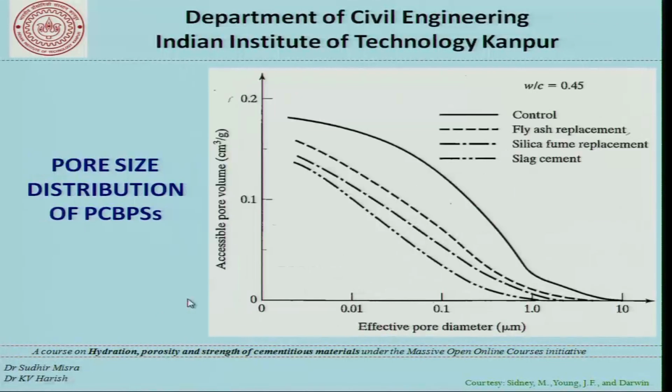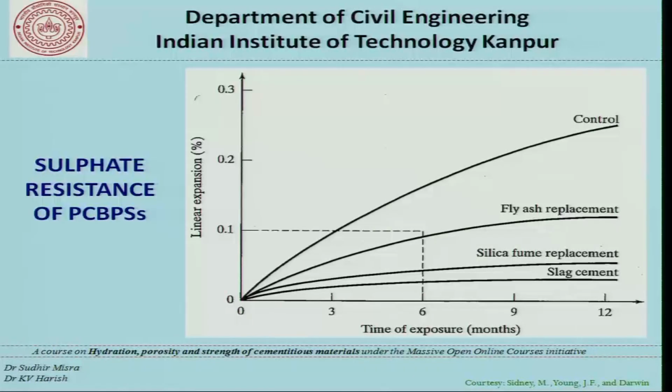So the addition of fly ash helps in reducing the pore size distribution or pore size range in Portland cement based space systems. So that is the bottom line in this figure. Now coming to the next one, which is sulfate resistance of Portland cement based space systems. Again a graph is shown. Let us see only the control and the fly ash replacement. We will come to others at a later stage.